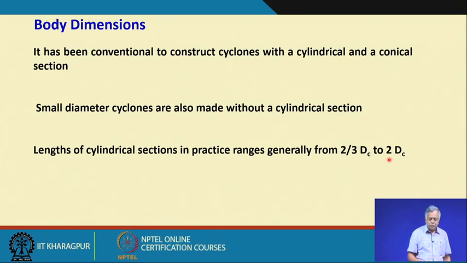Lengths of cylindrical sections in practice range generally from 2/3 of cyclone diameter to 2 times the cyclone diameter, and also you can represent it in terms of included angle. Normally, the cone angle varies from 5 degrees up to 20 degrees, and that is for different purposes. What we have discussed, from solid liquid separation to solid solid separation, you use different angles, because the lesser the angle, the longer the conical part, and for the finer particle, you need that conical part extended, so you can have a separation at the finest sizes.